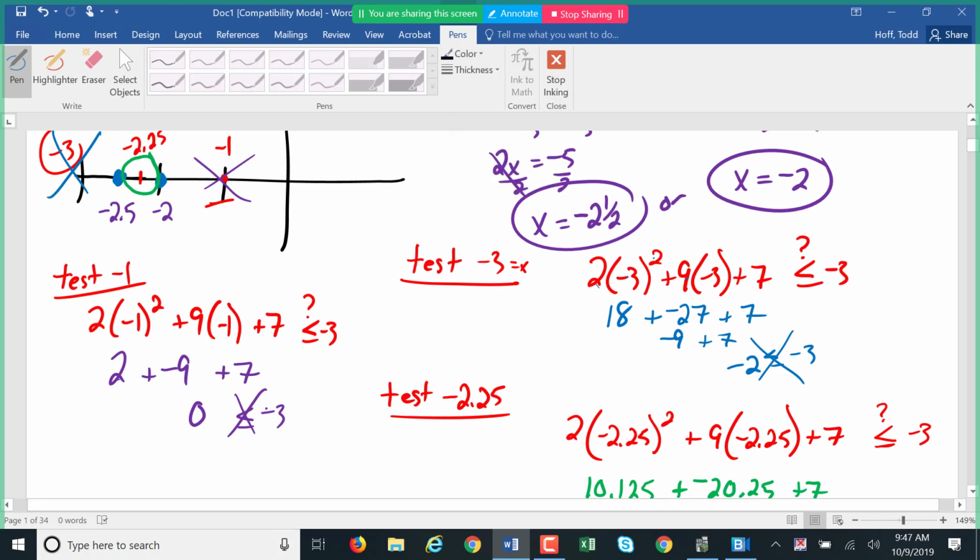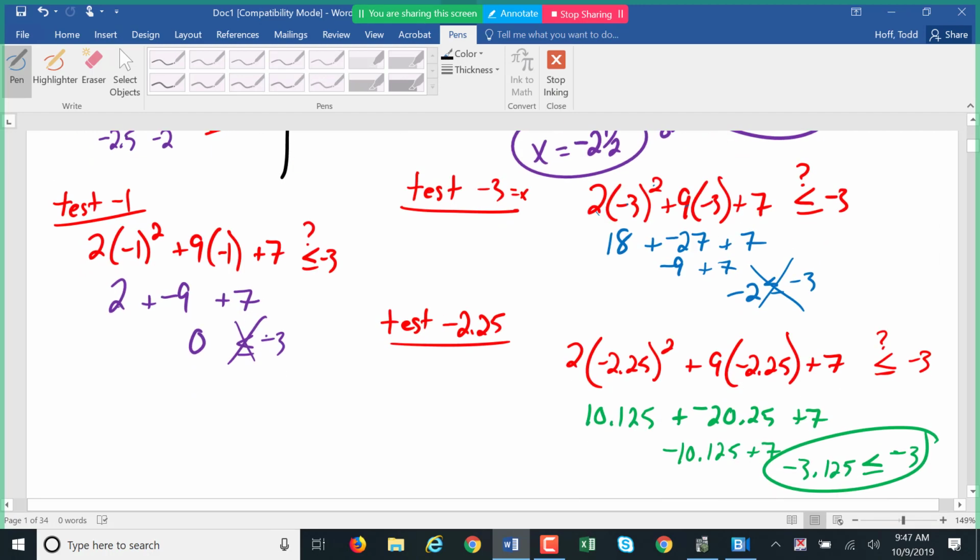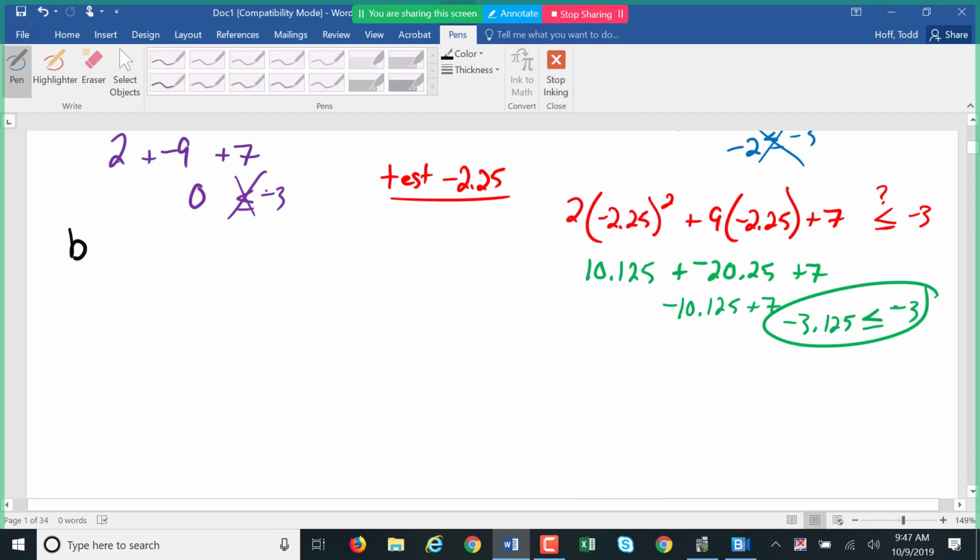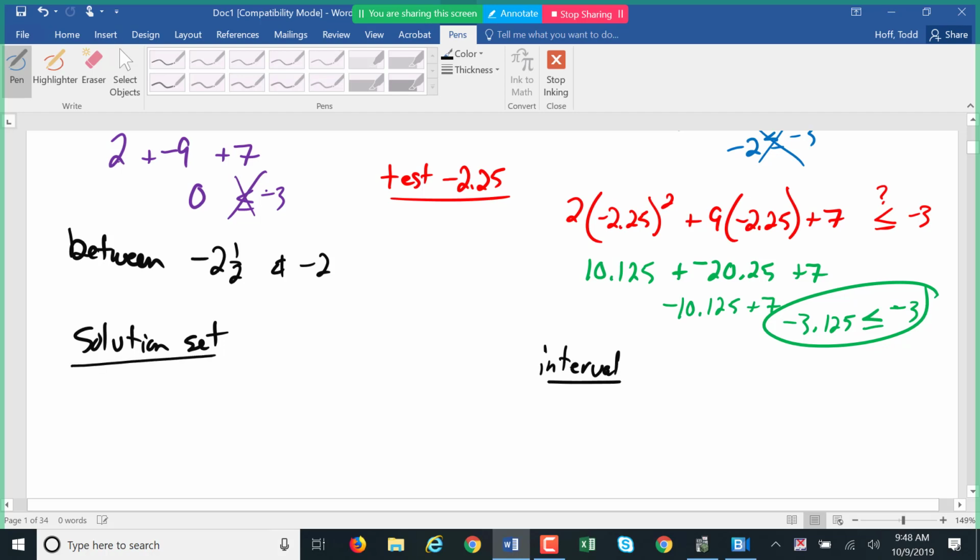So we would write out that solution in solution set notation. In your notes, I want you to try to write out, for being between negative 2.5 and negative 2, the solution set notation, or set builder notation, and interval notation. I'll give you a second to get those jotted down.